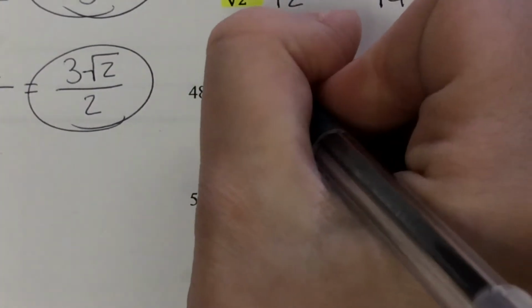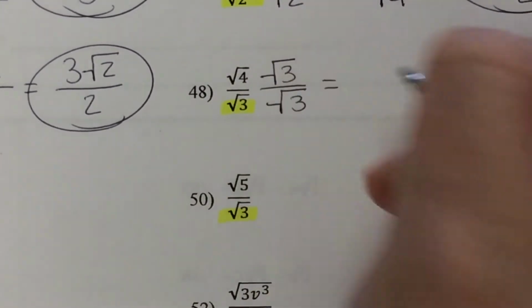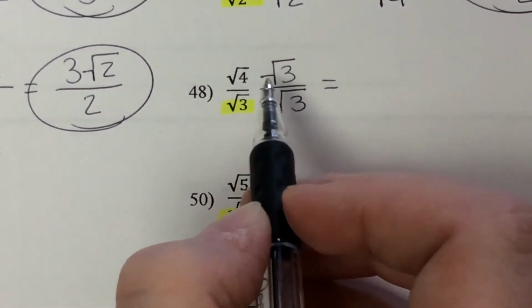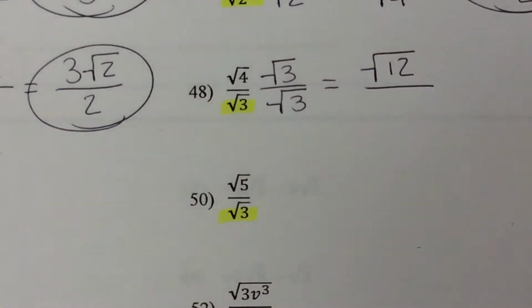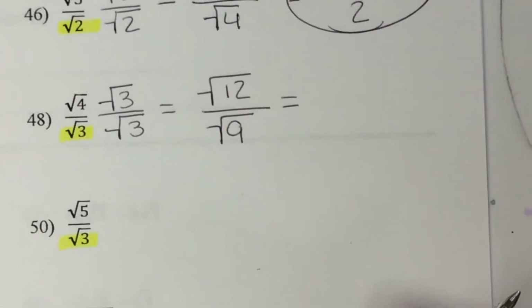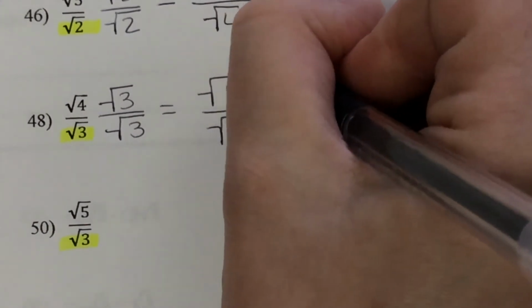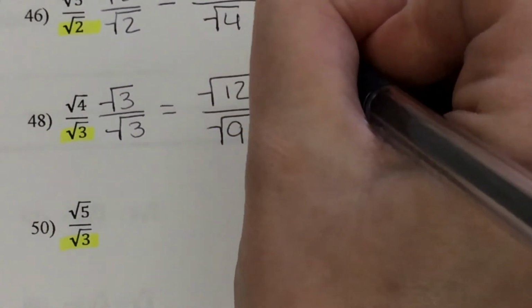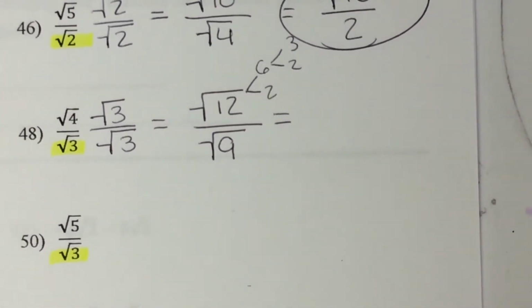So denominator is radical 3. You multiply it to the top and to the bottom. Radicands can go together. 4 times 3 gives me 12. And in the bottom, 3 times 3 gives me 9. So now I'm going to simplify. I can do a factor tree with 12. Let's see. 2 and 6. 2 and 3. It's okay if your factor trees go off sideways like this. It's no problem at all.